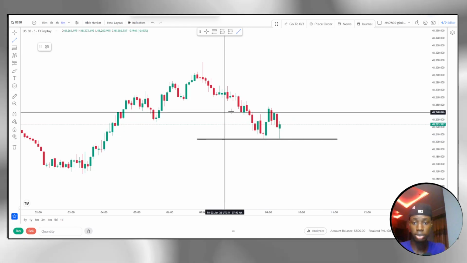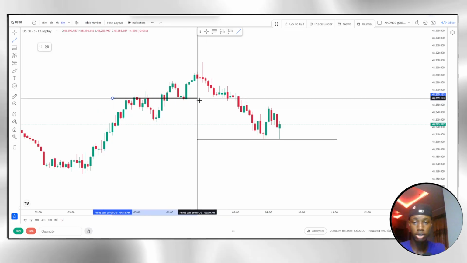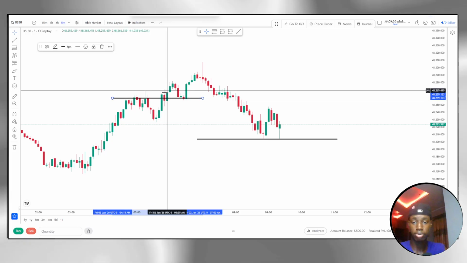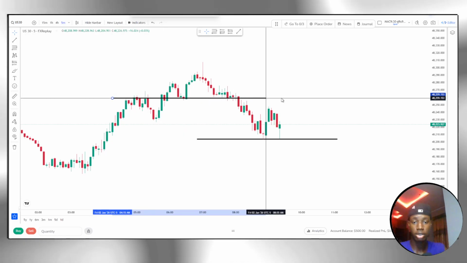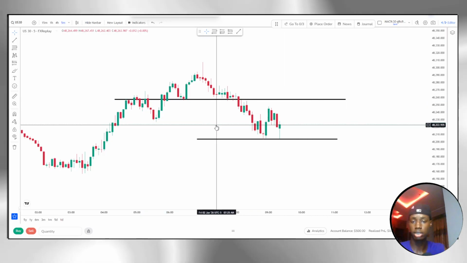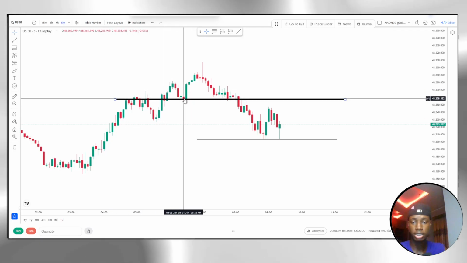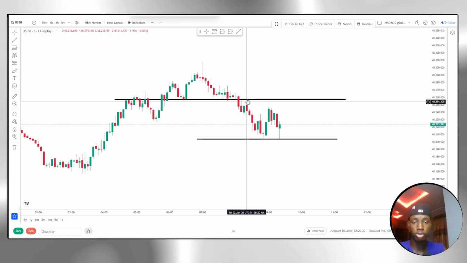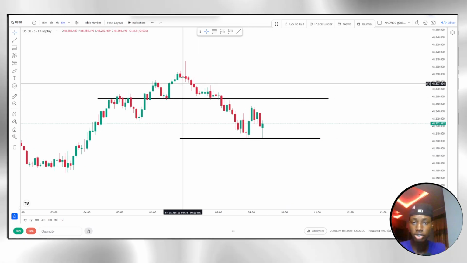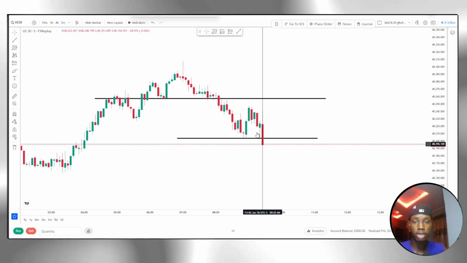I can draw this out, and I can also see here we have an area where there was resistance and then it ended up turning into support. You can draw this out like this right there, because you can see price respected here. When price broke above, we respected this level again. When price broke below, we respected it. So basically draw out your levels before market open. Before market open, we already have this push.